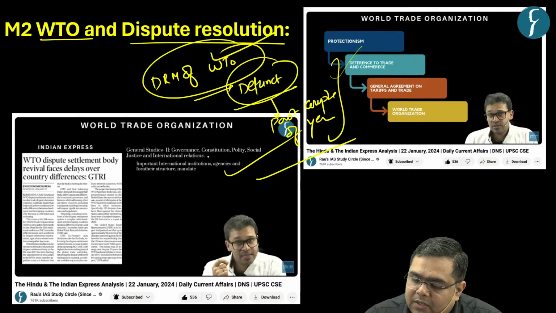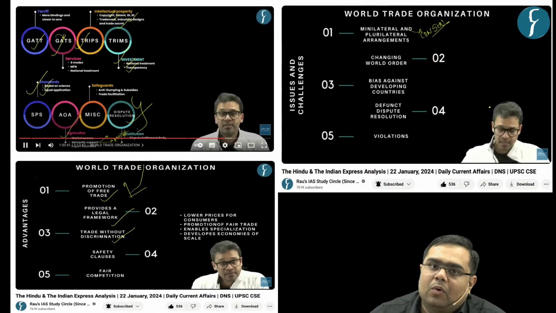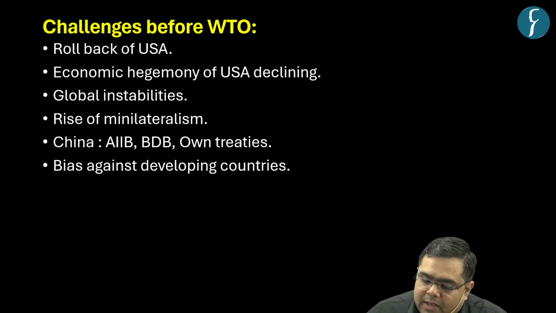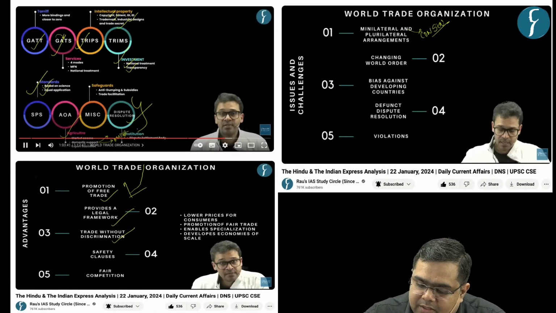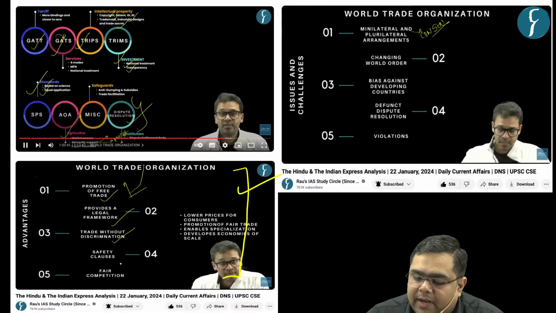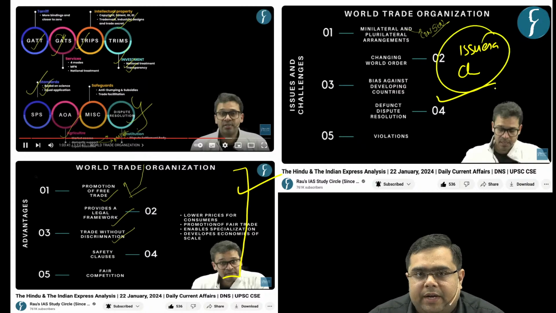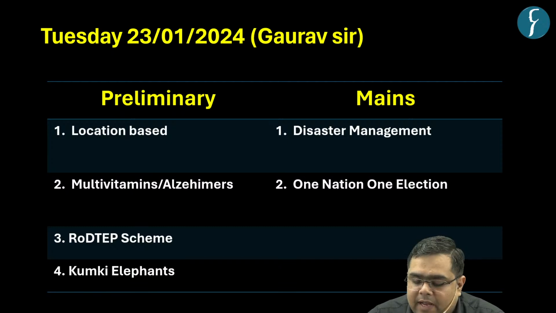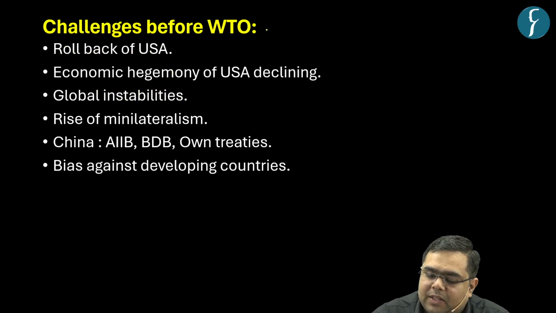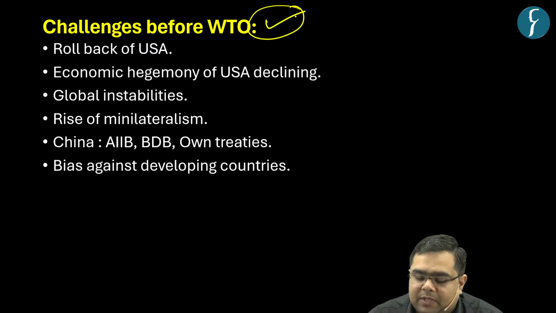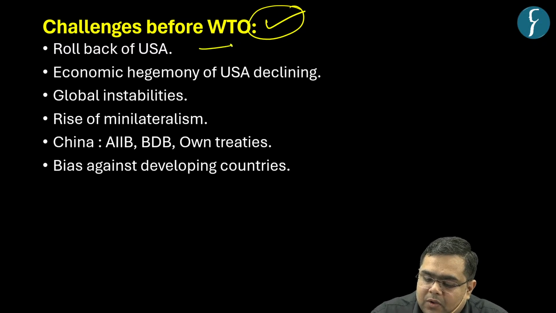So what did we discuss? We discussed the origin and issues associated with WTO, that you can go and revisit the slides. Then we discussed the genesis of WTO, what are the key issues involved, and then lastly we discussed the issues and challenges with respect to the WTO in India. So adding further value to your understanding, what are the challenges before WTO in the present context? The first one being the rollback of USA.